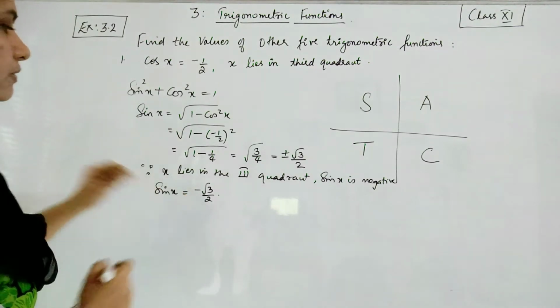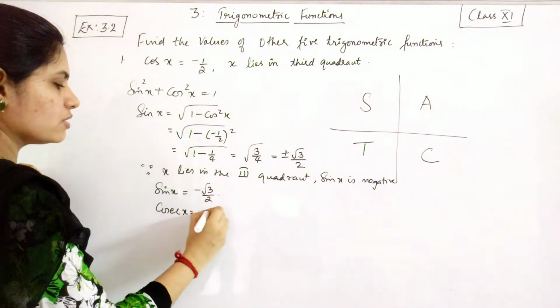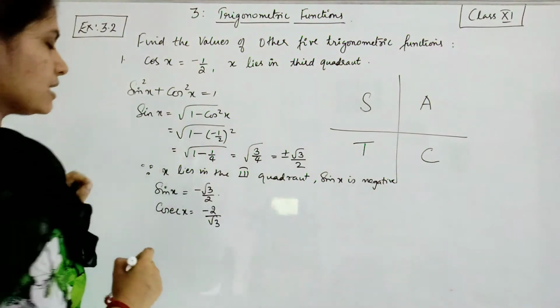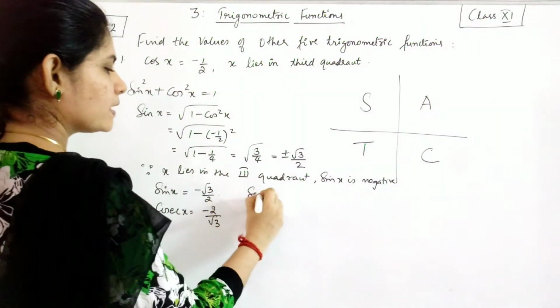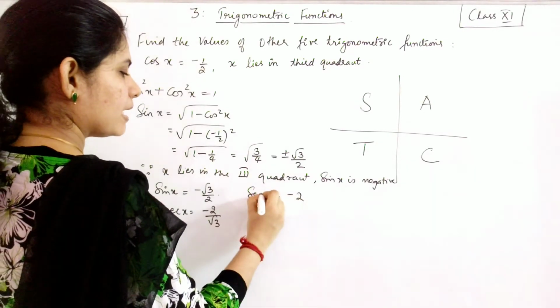Now you can just find out what is cosec x. Cosec will be the reciprocal of sine, so you get minus 2 by root 3. Then you have sec x. Sec x is the reciprocal of cos. Cos is minus 1 by 2, so sec will be minus 2.